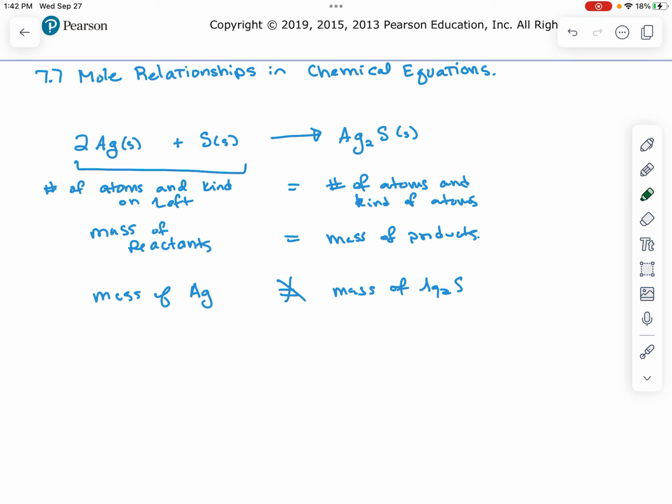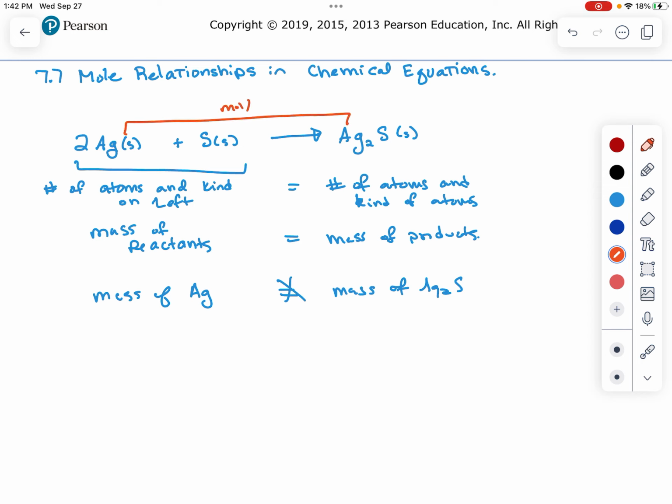And so when we go from different chemical species, when we're talking about them quantitatively, we're going to have to use mole-to-mole relationships. Whether it's reactants to products, or if we're trying to figure out how much of each reactant we need to completely react, we need to use mole-to-mole relationships.